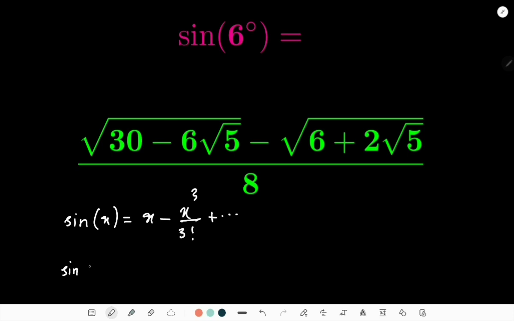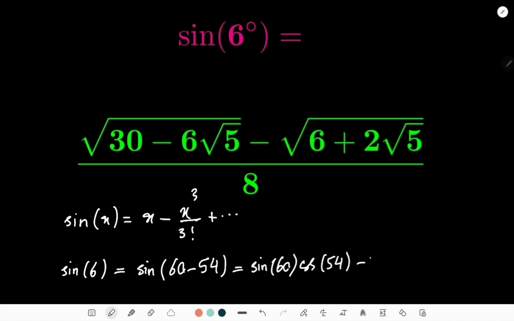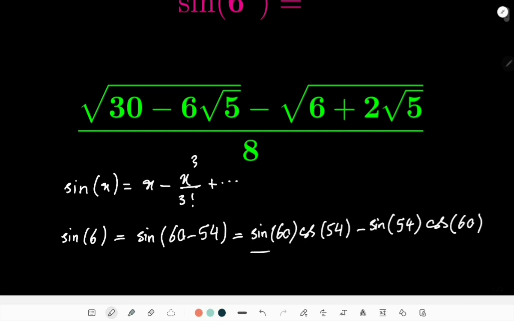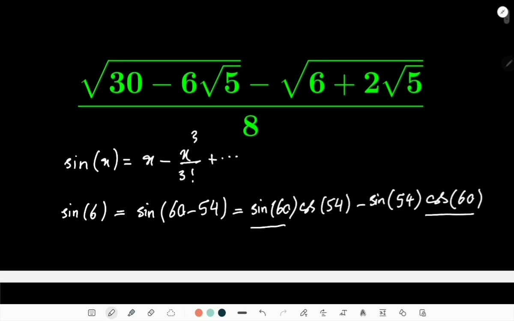So sine of 6 can be written as sine of 60 minus 54. I hope you agree with me on that. And if I expand this using a famous trigonometric identity, then this can be written as sine of 60 times cosine of 54 minus sine of 54 times cosine of 60. And I hope you agree with me that sine of 60 and cosine of 60, these two guys, we already know them. Okay, they're very famous.